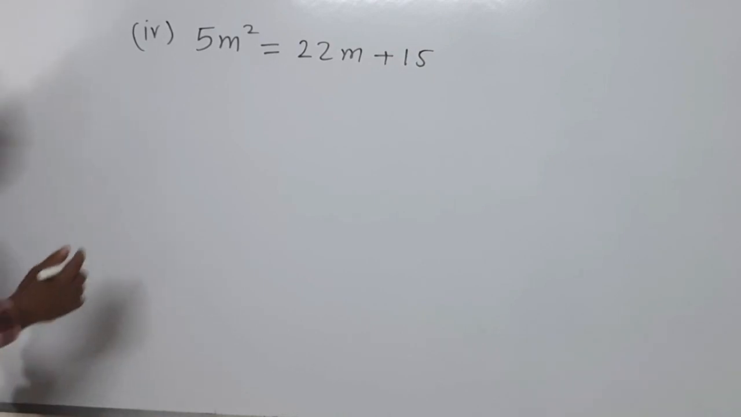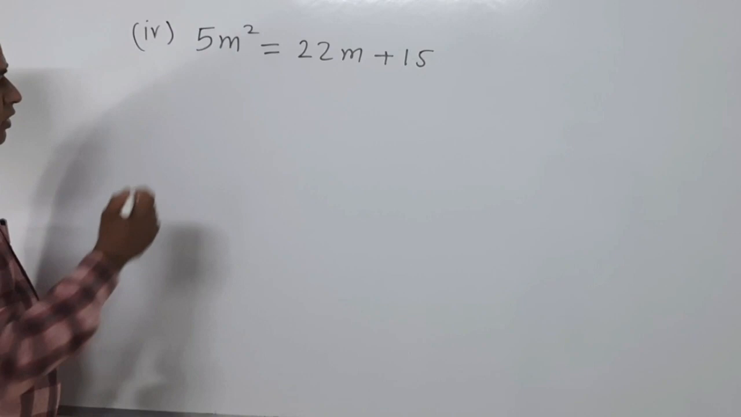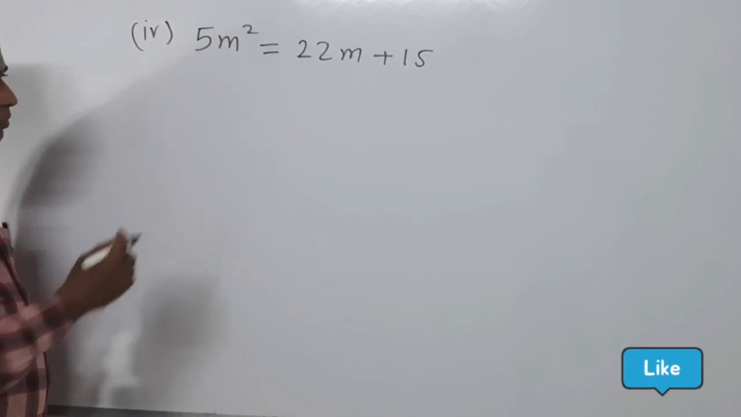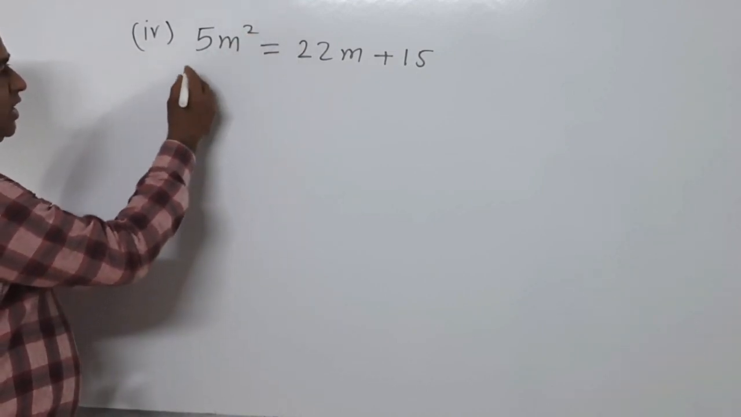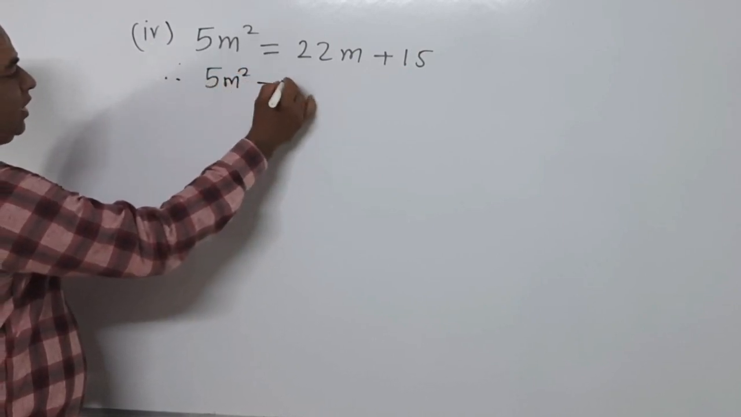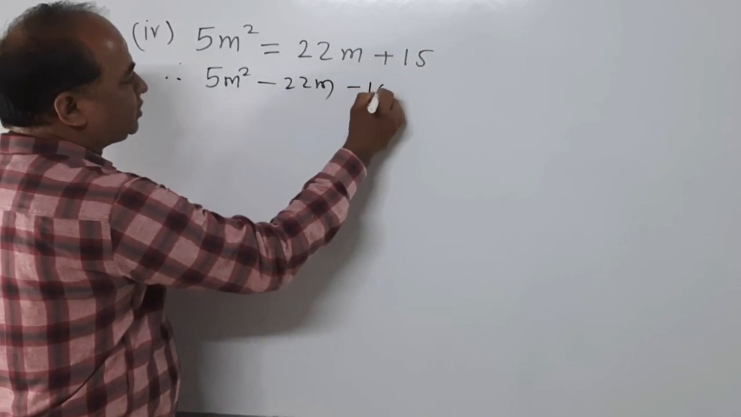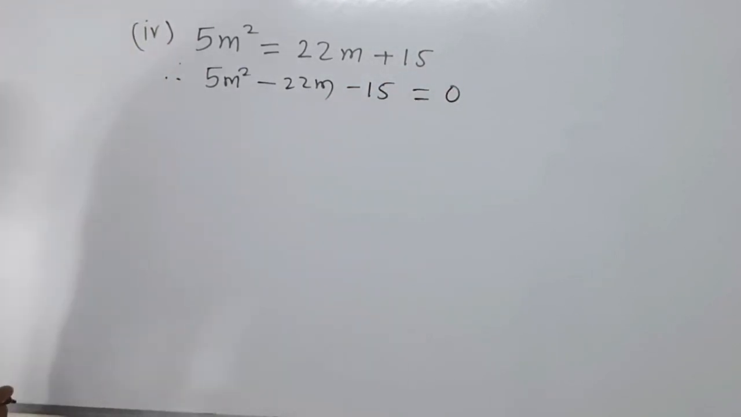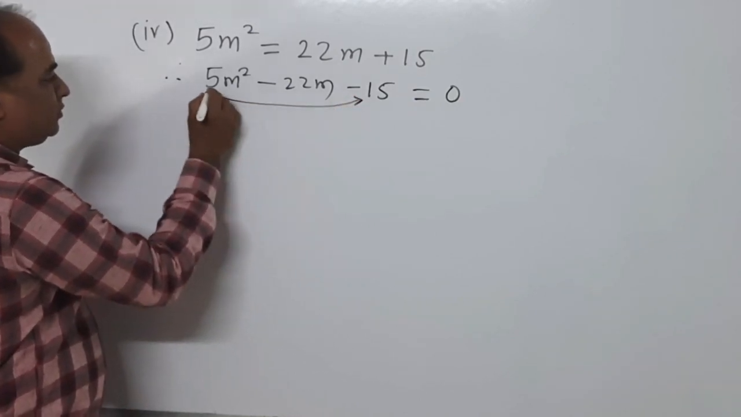Fourth example, 5m is equal to 22m plus 15. Now the given quadratic equation is not in the standard form. So first we'll convert this equation into the standard form. Therefore 5m square minus 22m minus 15 is equal to 0, since 22 will come on the left hand side.